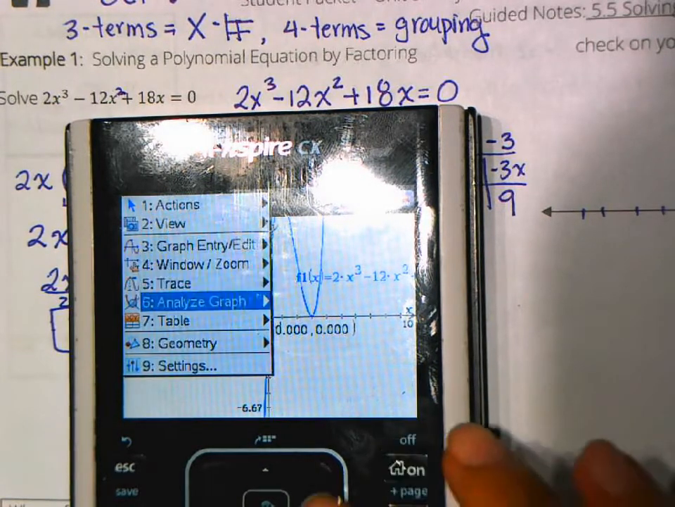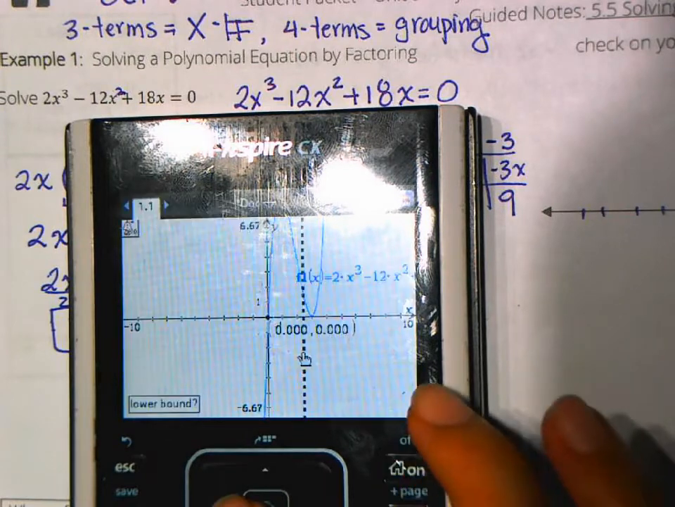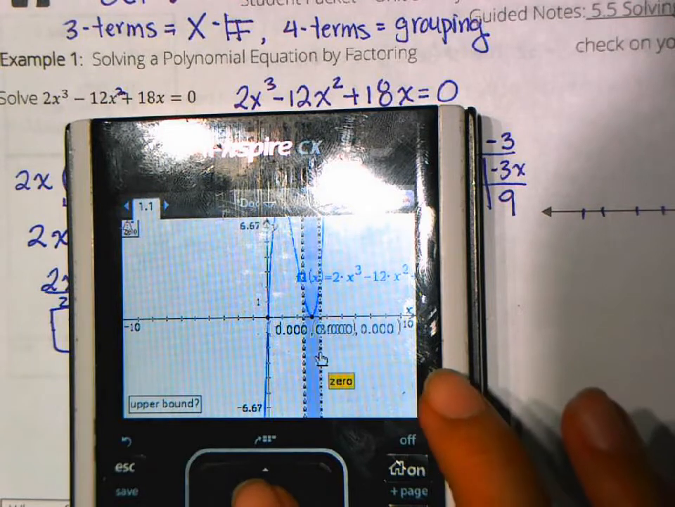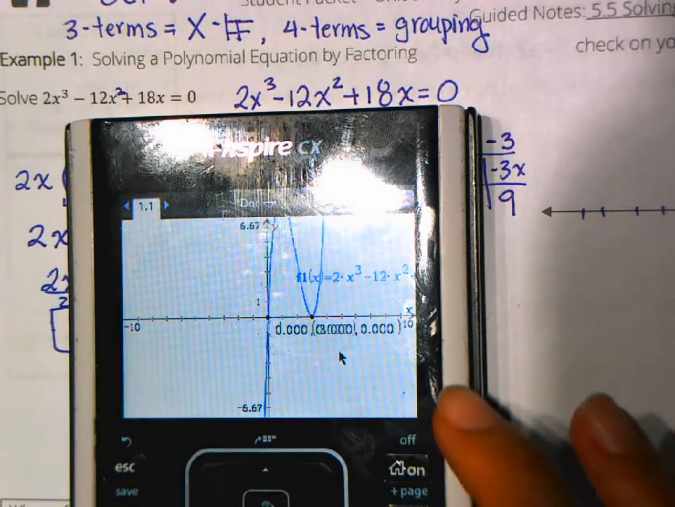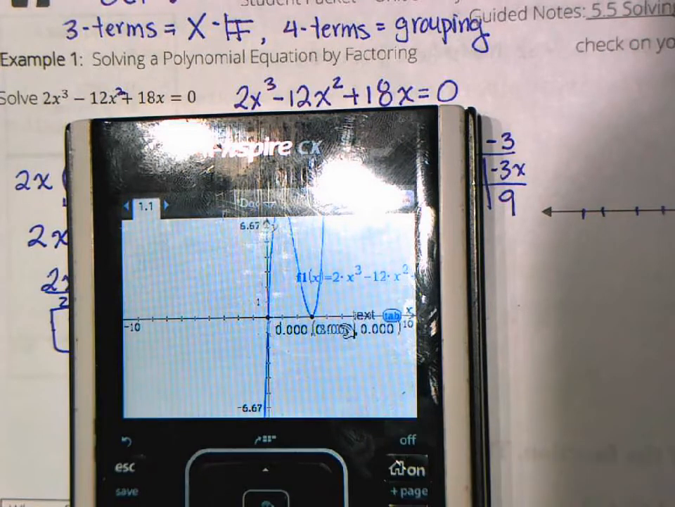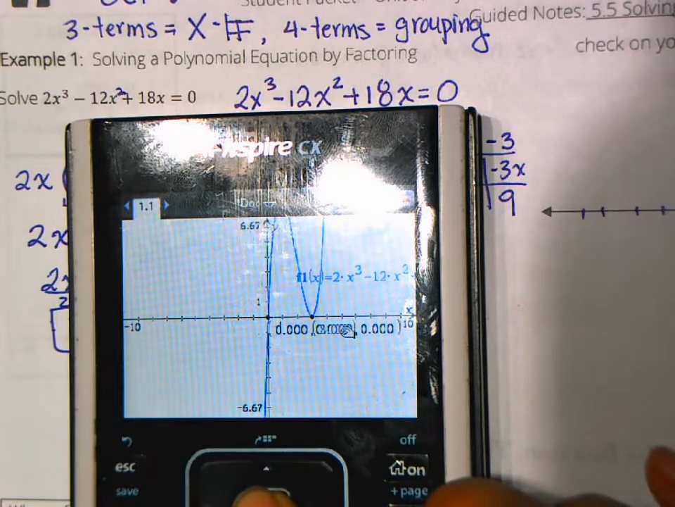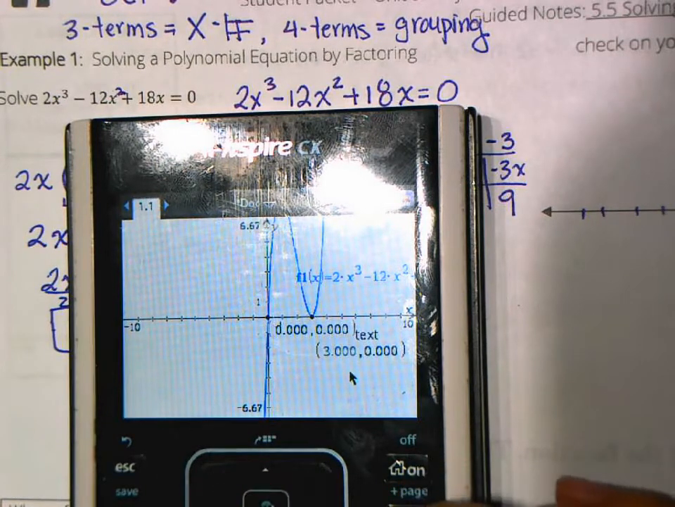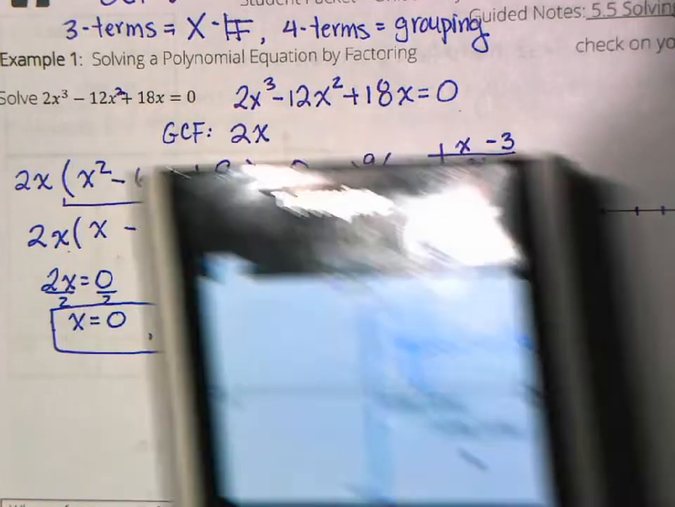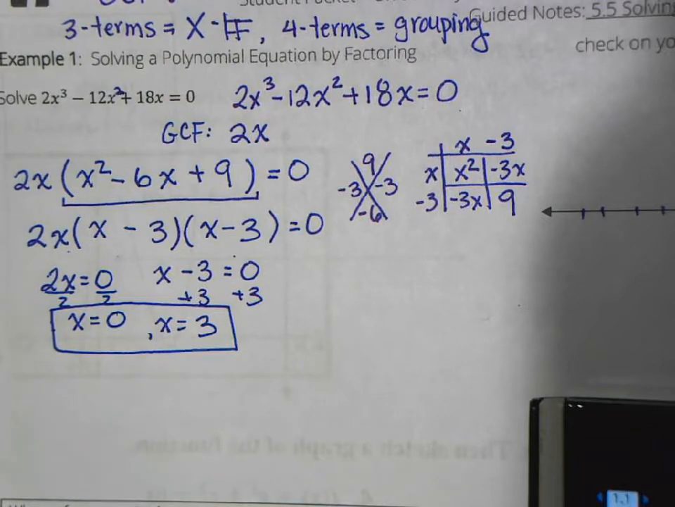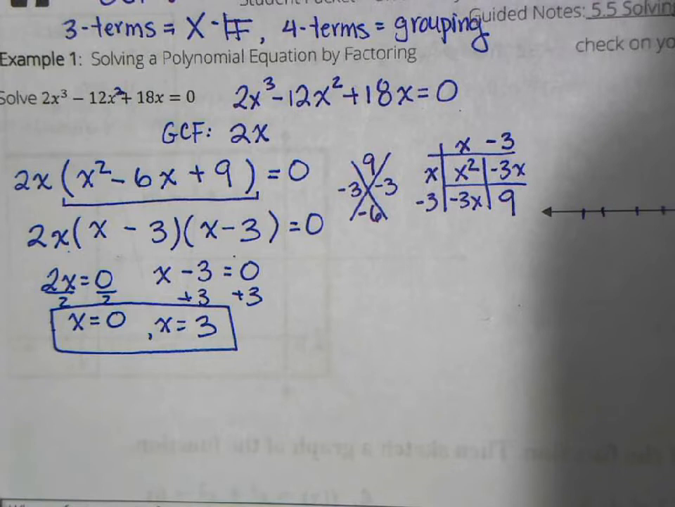Do it again. Analyze Graph. Go to zeros. And then again, highlight the other zeros. I can definitely move the points. So hover until you have a grabby hand. Click and hold the center until it grabs and move it aside. So the other zero is at x equals 3, which is exactly what we found right here. x equals 0 and x equals 3. So that's example number 1.